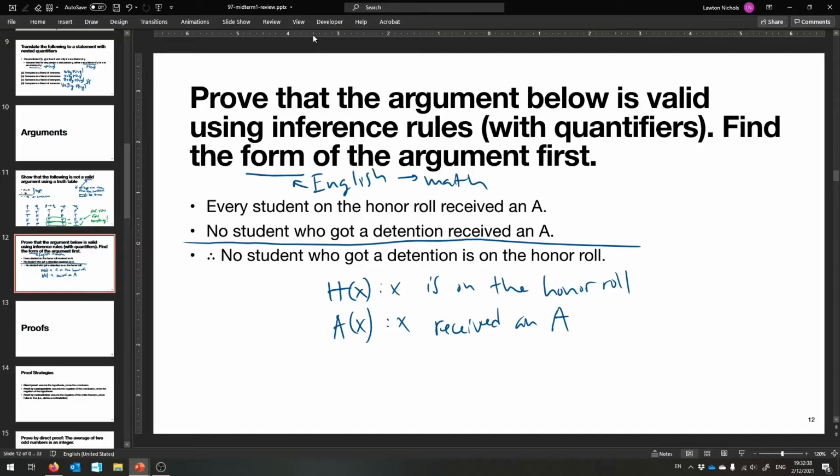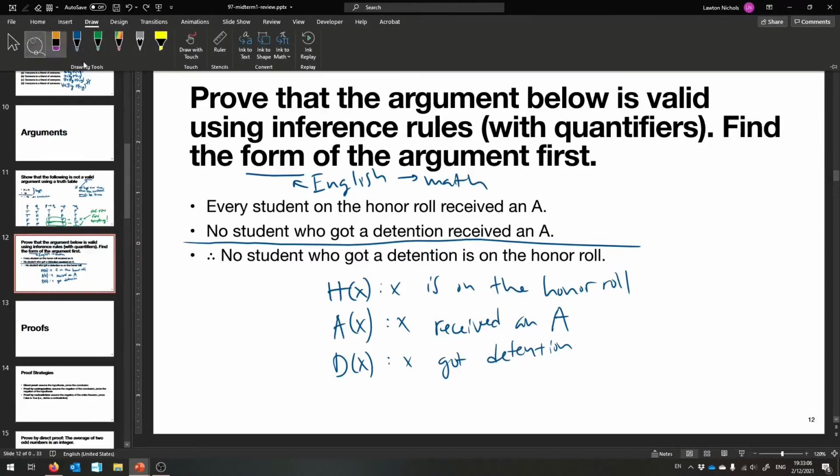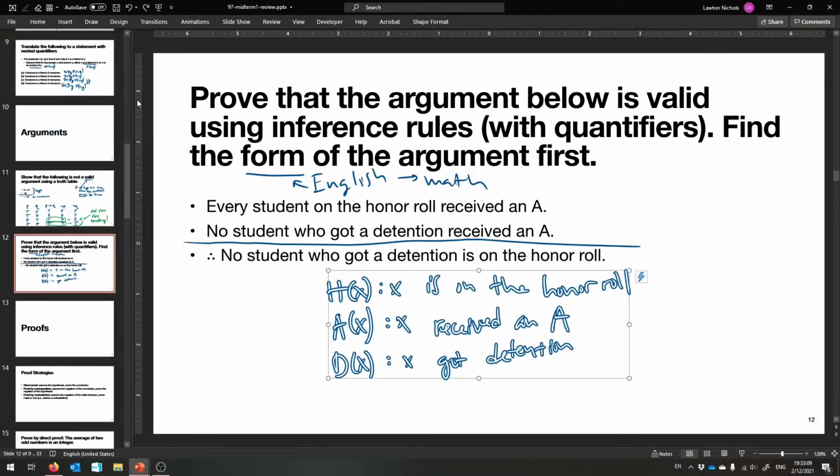Okay, no student who got detention received an A, so there's also d of x: x got detention. I hope you see how I'm figuring out that we have these kinds of predicates that exist on a student. It could be true or false for every student. And then no student who got detention is on the honor roll. Okay, so it looks like we've done them all. We've got every kind of property that this is talking about. And I'll put these over here.